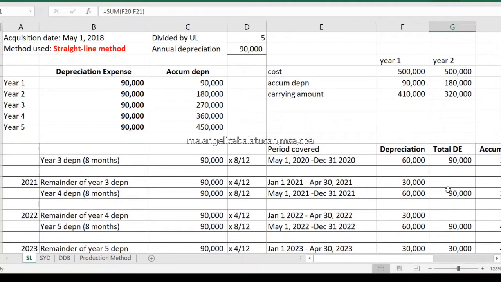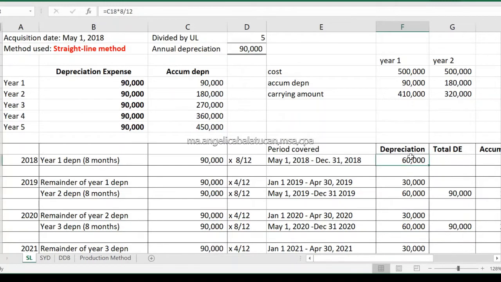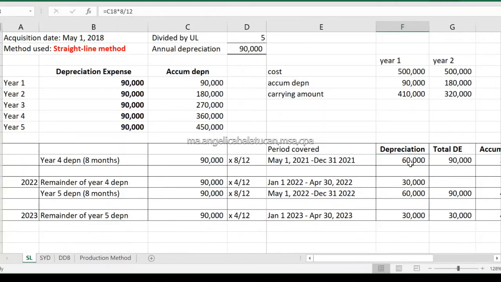So it only differs in the acquisition year and the last year of the useful life. Because here, 60,000 is for 8 months, and then the last year, which is 2023, the fifth year, will end exactly on April 30. So there's only 3 months in 2023, and that's the remainder of the year 5 depreciation. So that would be 30,000.